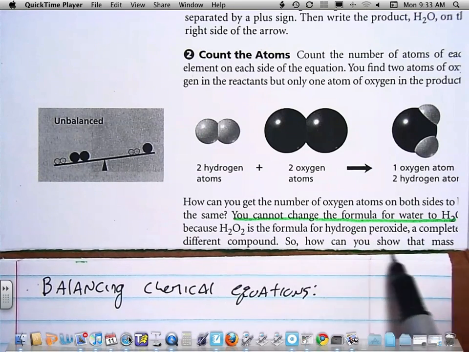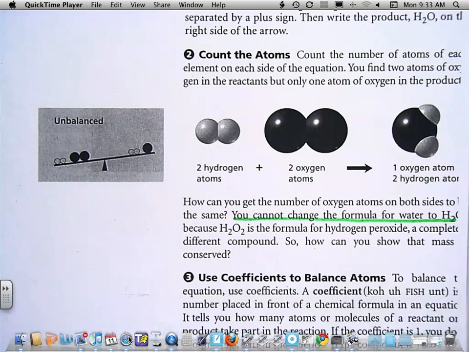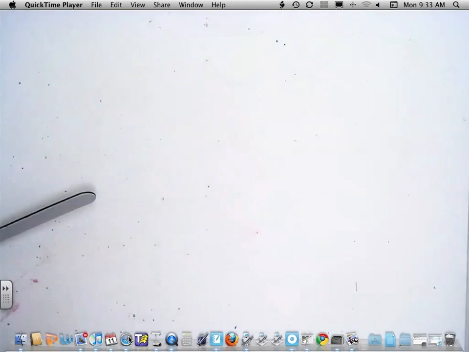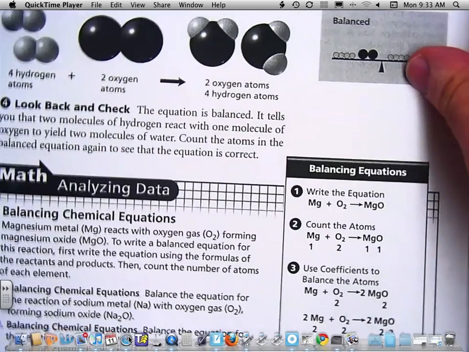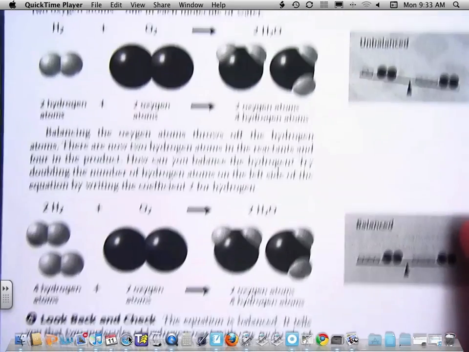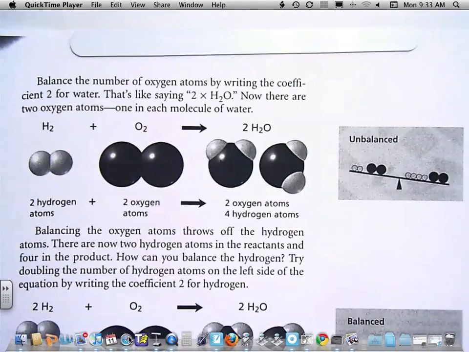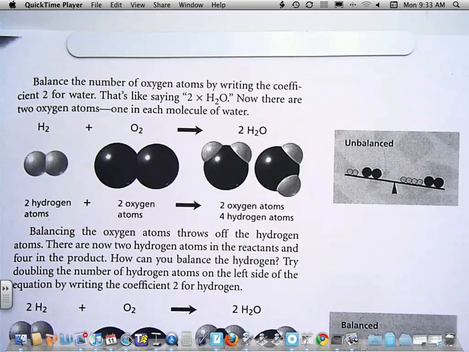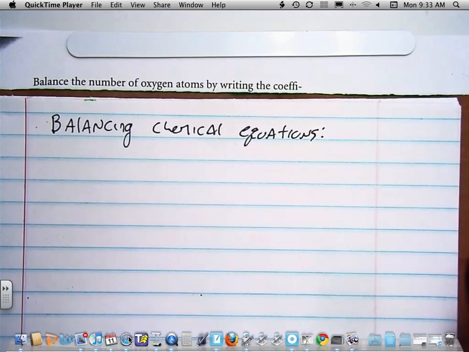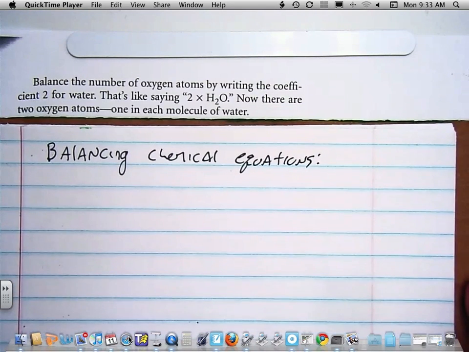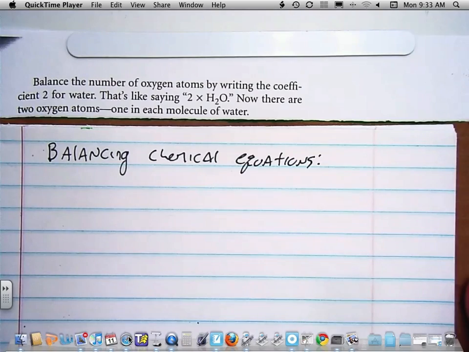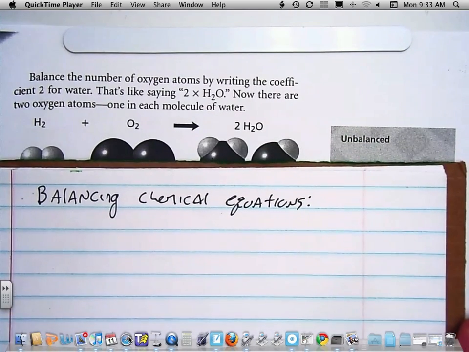So how can you show that mass is conserved? Dun dun dun. Go to the next page, 198, please. Continuing on, balance the number of oxygen atoms by writing the coefficient 2 for water. That's like saying 2 times H2O. Now, there are 2 oxygen atoms, 1 in each molecule of water. And so what they've done is they've added a coefficient.